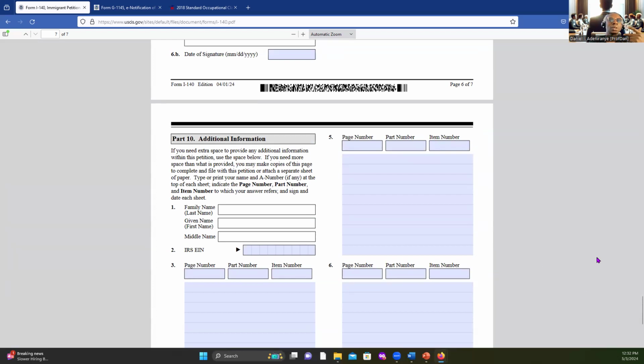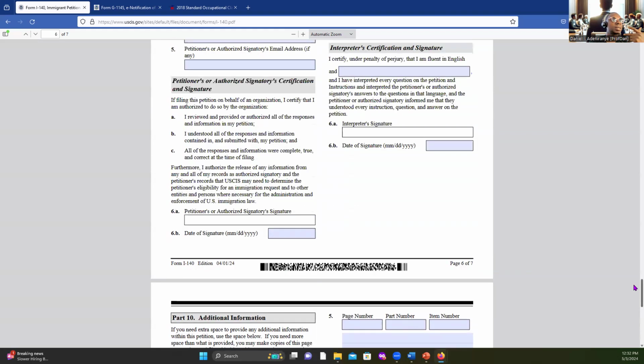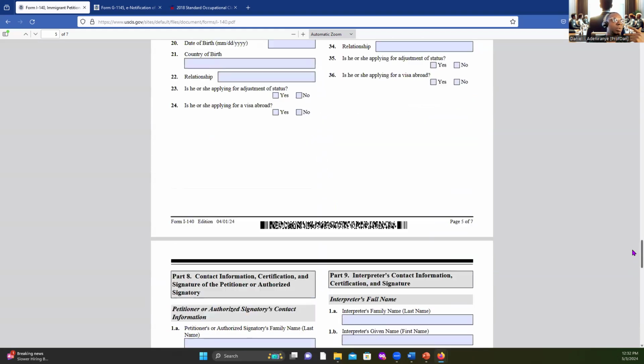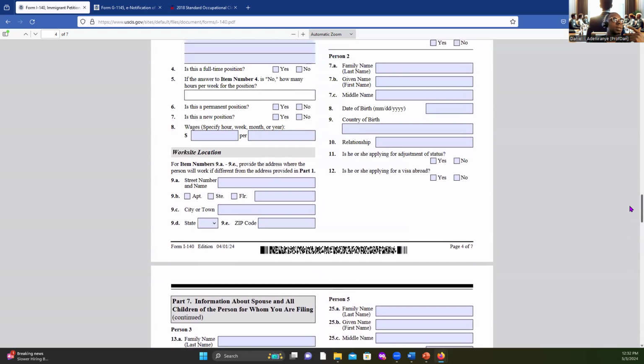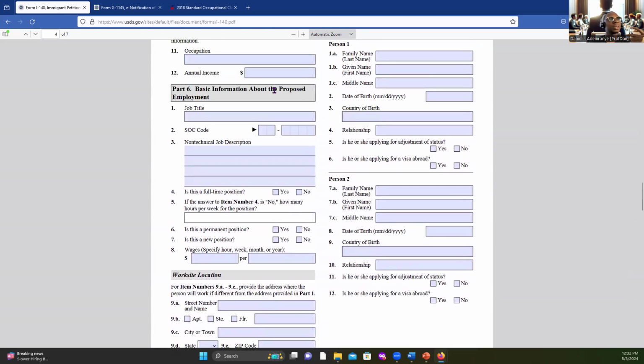The next thing I want us to look at is part 6, which is very important again. Part 6, let's take a look at part 6. Basic information about the proposed employment.